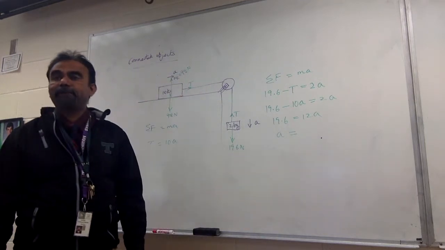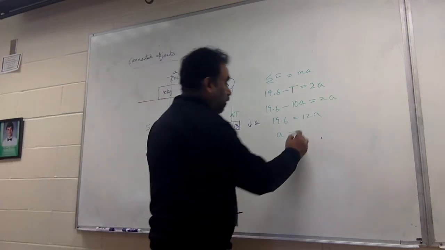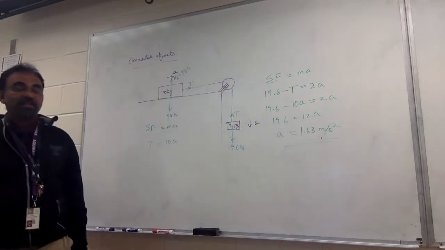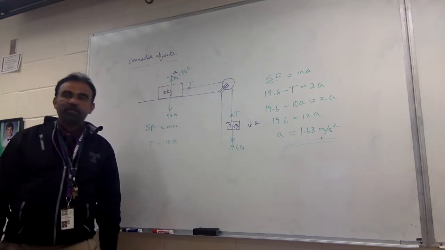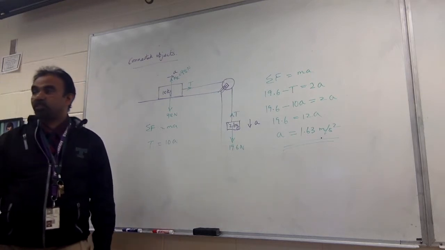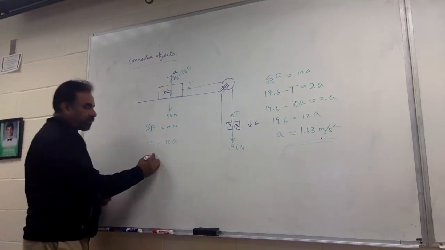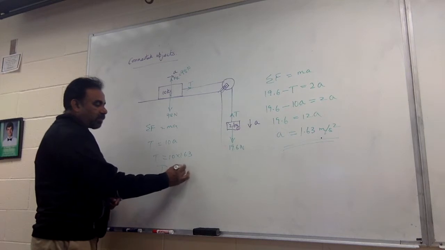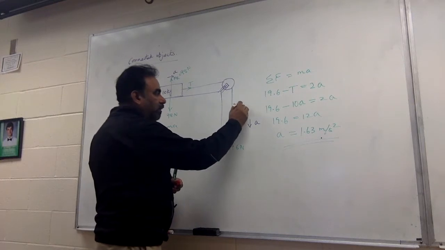How much is a? 1.63 meters per second square. So we solve for the acceleration. See, we understand that it is accelerating that way. It is accelerating that way. So since we got a positive answer, our guesswork was right. Now how do you find the tension? Substitute that a into any of the equations. Now here is fine. T is equal to 10 times 1.63. So how much is the tension? 16.3 newtons. That means this tension is actually going to be 16.3 newtons.